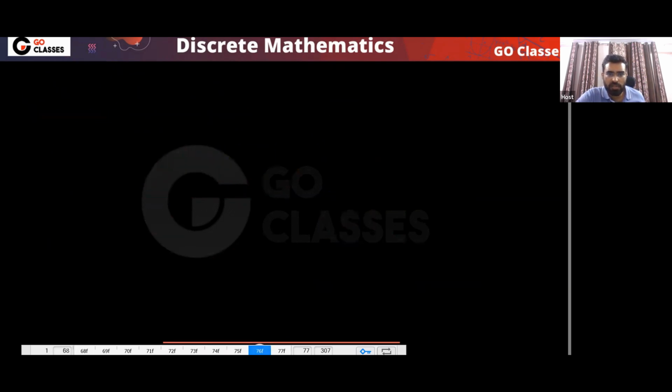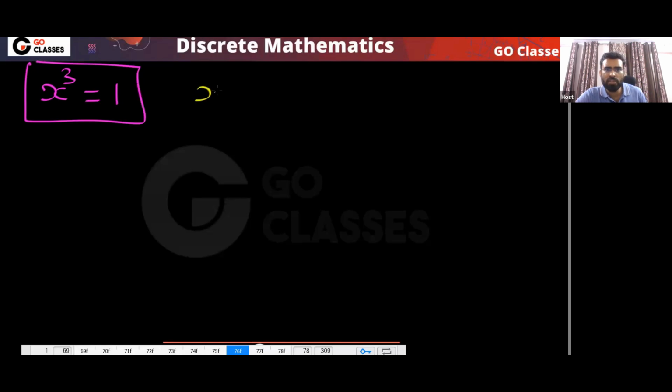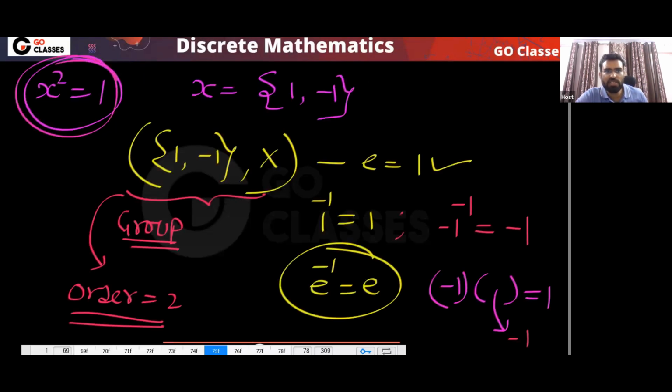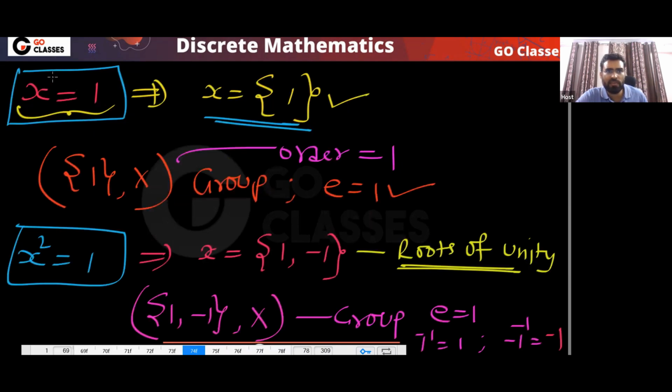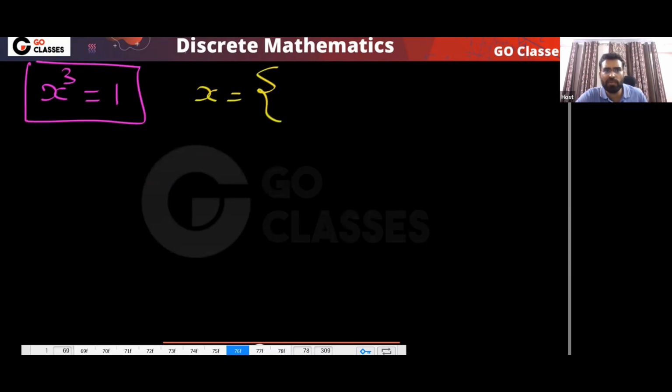Now, some interesting things. What are the solutions of x cube equal to 1? How many solutions are there for this equation? Notice, for x squared equal to 1 you have 2 solutions. For x power 1 equal to 1, you have 1 solution. Then for this equation, how many solutions will there be? There will be 3 solutions.